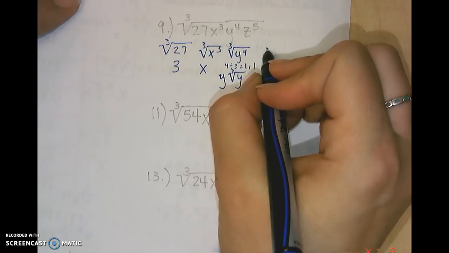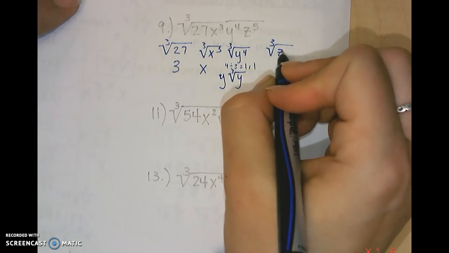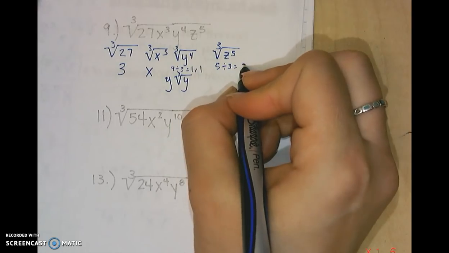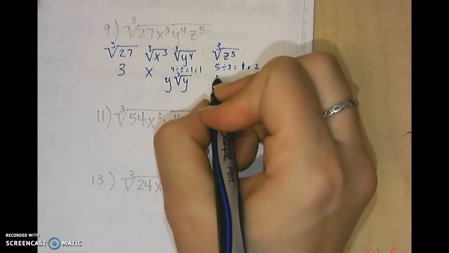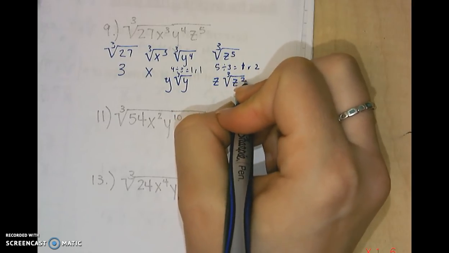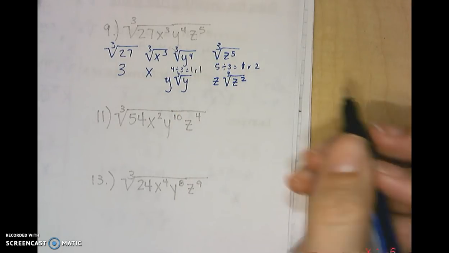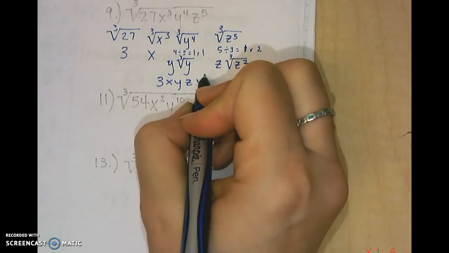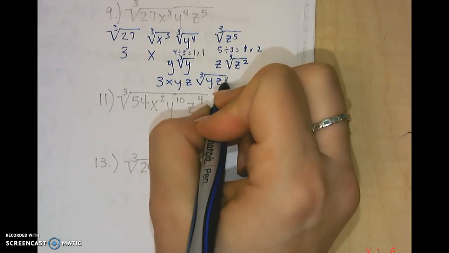And then z to the 5th. So 5 divided by 3 equals 1 remainder 2. So we have z on the outside and cube root of z squared. Put it all together and you get 3xyz cube root of yz squared.